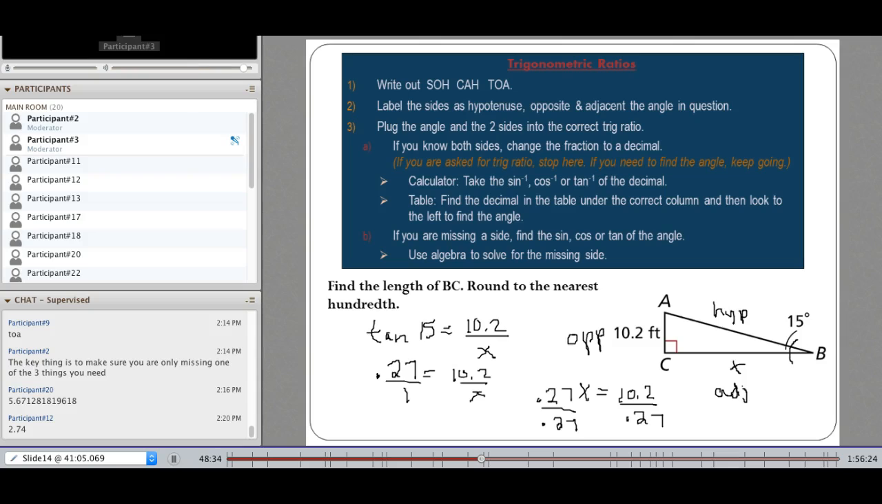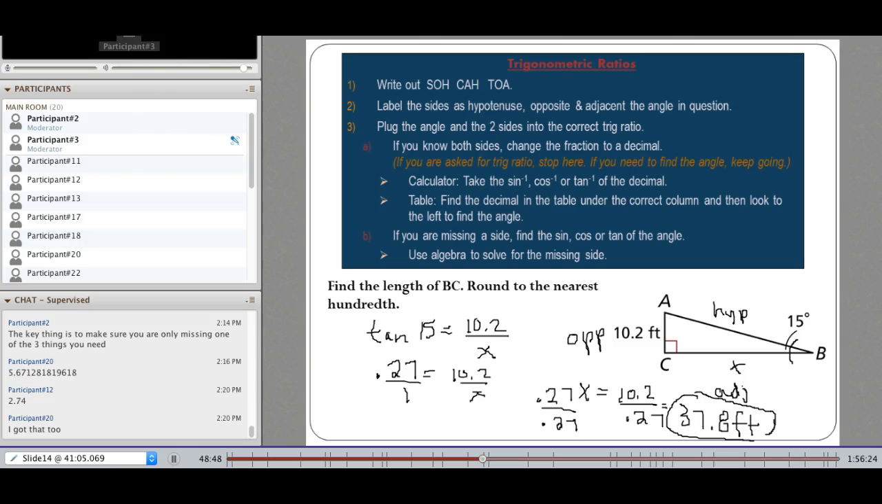And I get 37.8 approximately feet. So let me know if you got that answer and if you have any questions. Okay, good, Laurel. Anybody else? Good, Madison? If there's anyone who's confused, good, Cassidy.